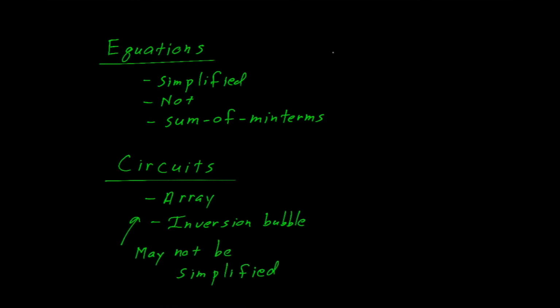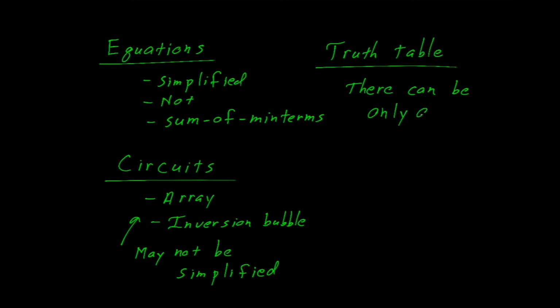There's also the truth table. And we'll note that there can be only one truth table. While there may be many circuits or equations that point to a particular truth table, there can only be one truth table for any given equation or circuit.